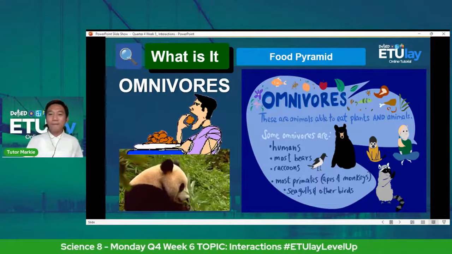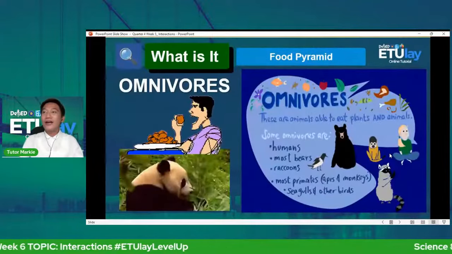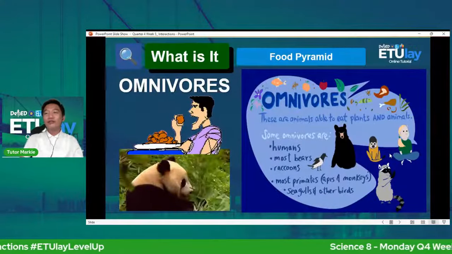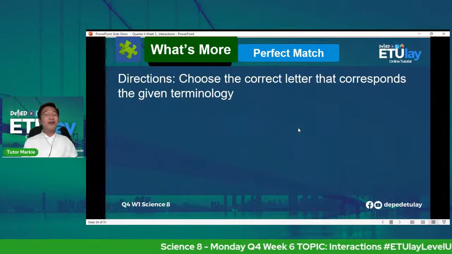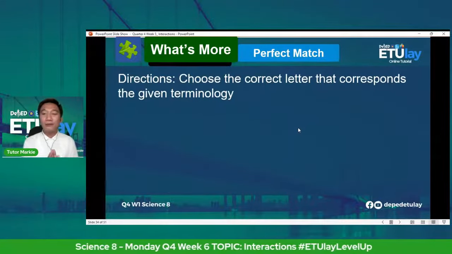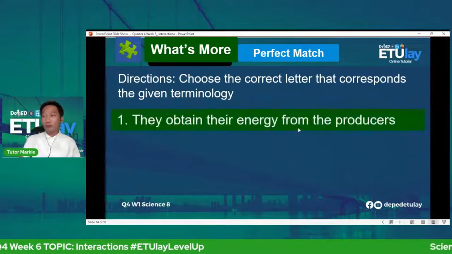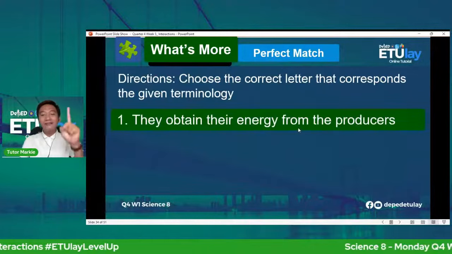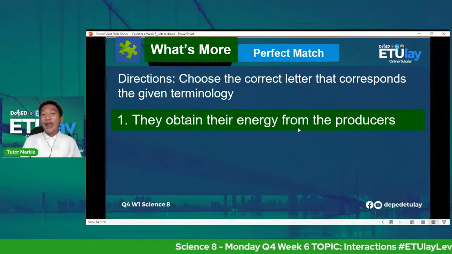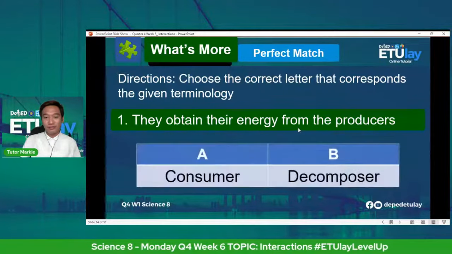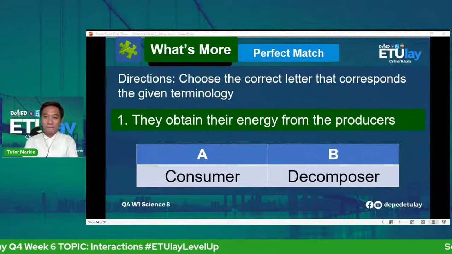Alright, so moving on. We are already done discussing our topic. Now let's move on to the activities that we have. Are you ready, grade 8 learners? So we have here the perfect match. The direction is choose the correct letter that corresponds to the given terminology. Ready na tayo, guys, ng first statement. They obtain their energy from the producers. So, is it letter A, consumer, or letter B, decomposer?